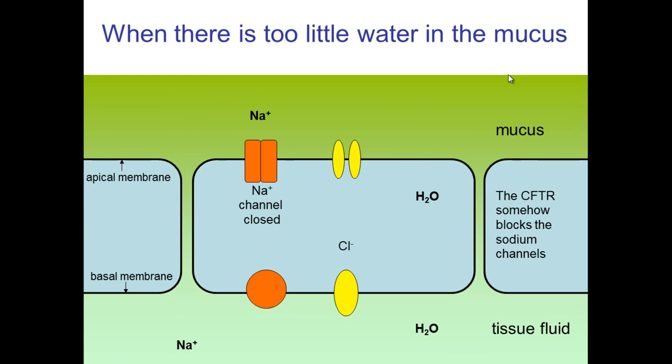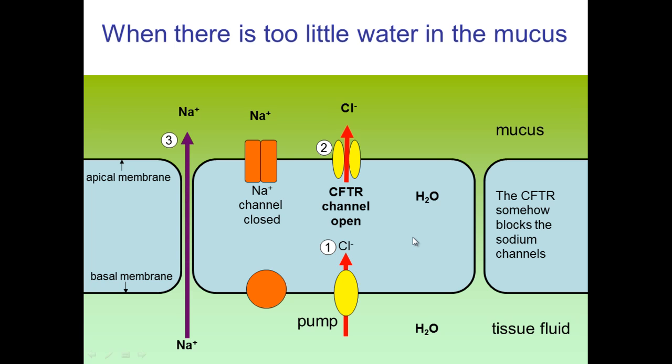In the opposite instance, if the mucus has too little water in it, then chloride ions are pumped into the cell, and this CFTR protein or channel is open, which enables chloride ions to be pumped from within the cell to the outside. The sodium ion channel here is closed, and therefore water is moved from the inside of the cell to the outside, making the mucus less thick and sticky.